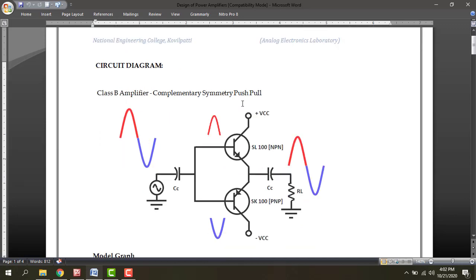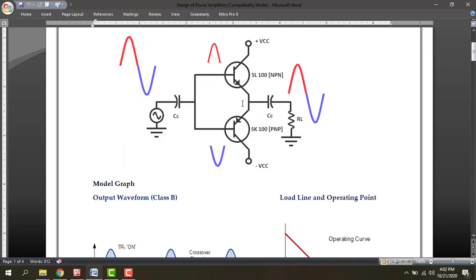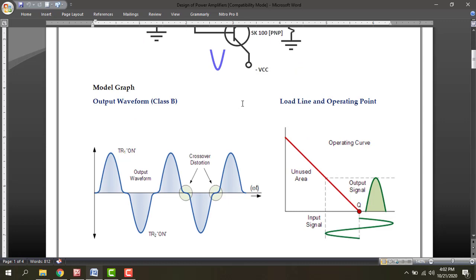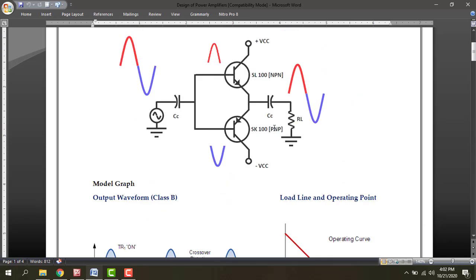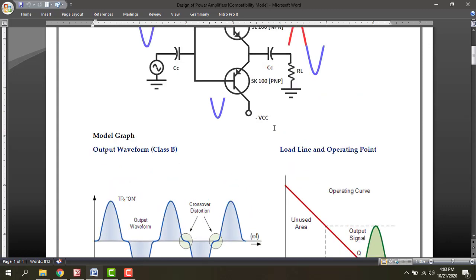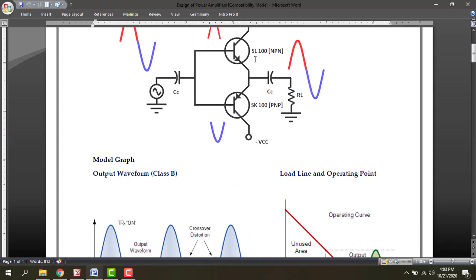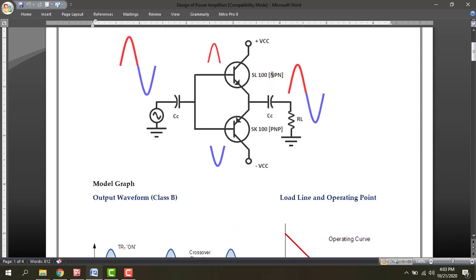In the class B amplifier, the transistor, the active device, will conduct for only one half cycle. To make positive as well as negative output, we should have two types of transistor, PNP and NPN. The NPN transistor conducts for the positive cycle and the PNP transistor will conduct for the negative cycle of the input.